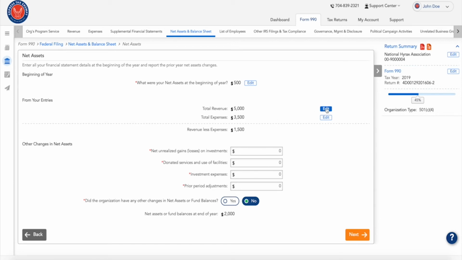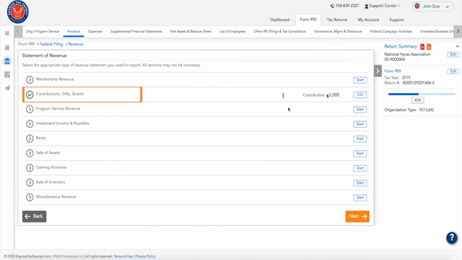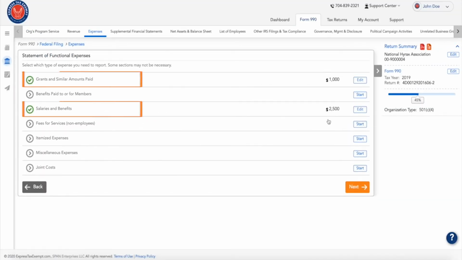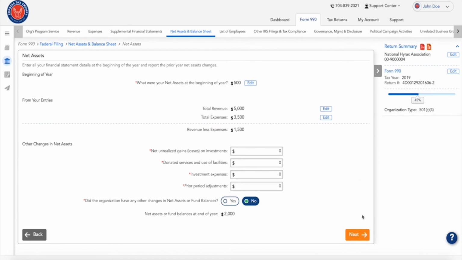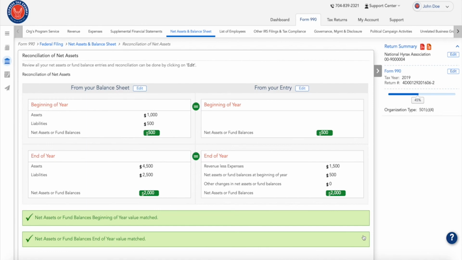These financial statements are based on the amounts you entered at the beginning of your Form 990. These include your entries from your statement of revenue, as well as your statement of functional expenses. Based on your entry from your net assets at the beginning of the year and your total revenue and expenses, ExpressTaxExempt determines your net assets and fund balances at the end of the year. If done correctly, your balance sheets and entries should be equally balanced.